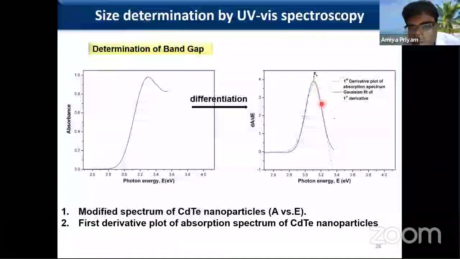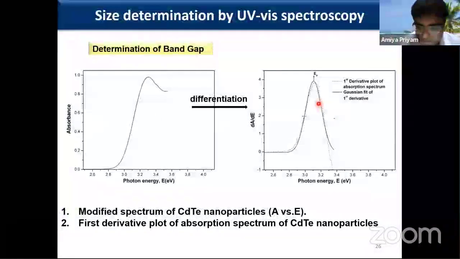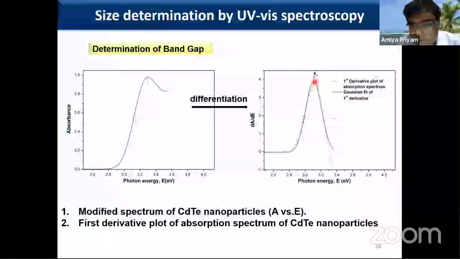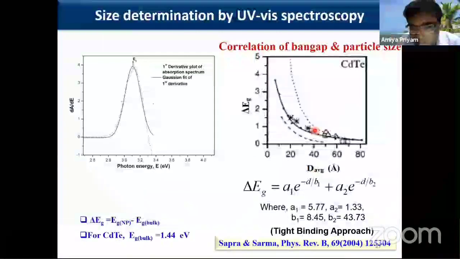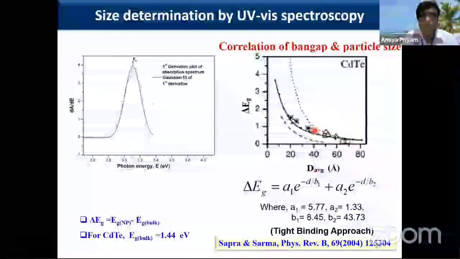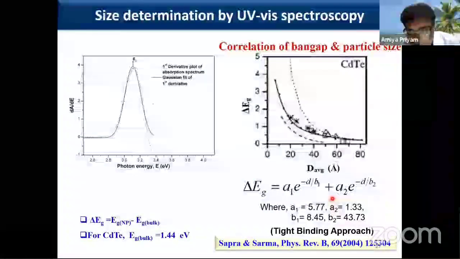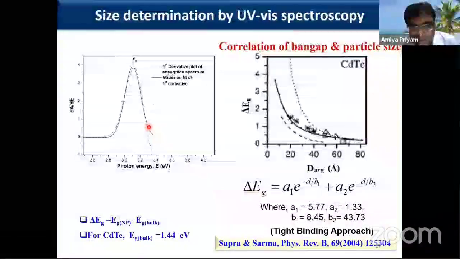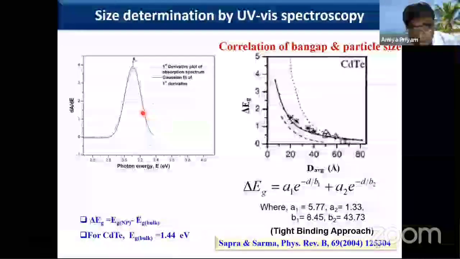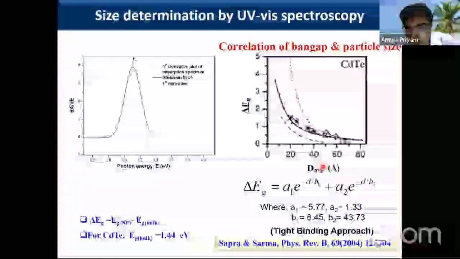And you can see here we are getting only one point. So even when you differentiate, it is okay. This is how we determine the band gap from this peak position, and then we correlate it with the equation of the tight binding approach, which matches with the theory. So if I don't know the size, I can determine the band gap by using this UV absorption technique, and then after determining the band gap, fit it into this equation and find out the size.